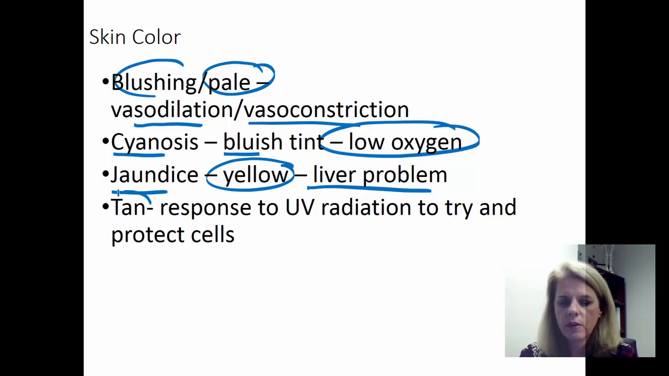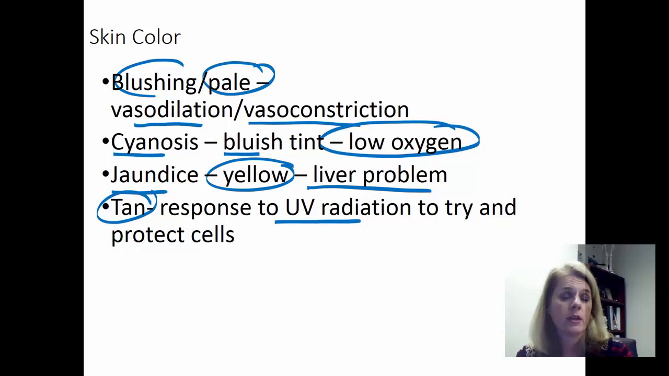And then obviously a good old-fashioned tan. So if you lay out and your skin responds to that UV radiation, what you're trying to do is make more melanin to cover that DNA to protect it. So a tan will obviously change the color of your skin by increasing how much melanin you're producing.